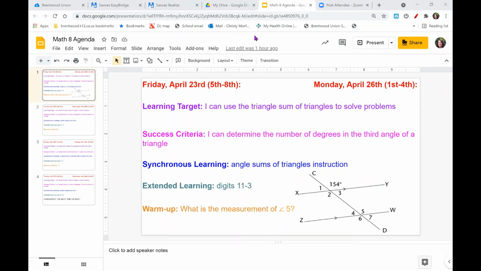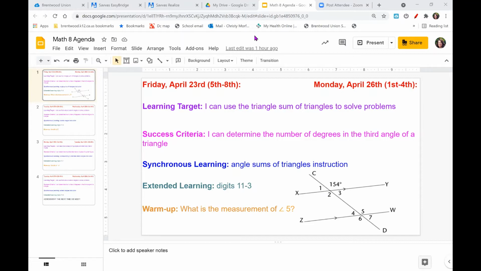Today, we're going back to triangles. When we were doing the Pythagorean theorem, we were specifically looking at right triangles. Some of them today will be right triangles and some of them will not. So we will be using the triangle sum of triangles to solve problems. That's your learning target. Your success criteria will be that you can determine the number of degrees in one of the angles, the missing angle in a triangle.